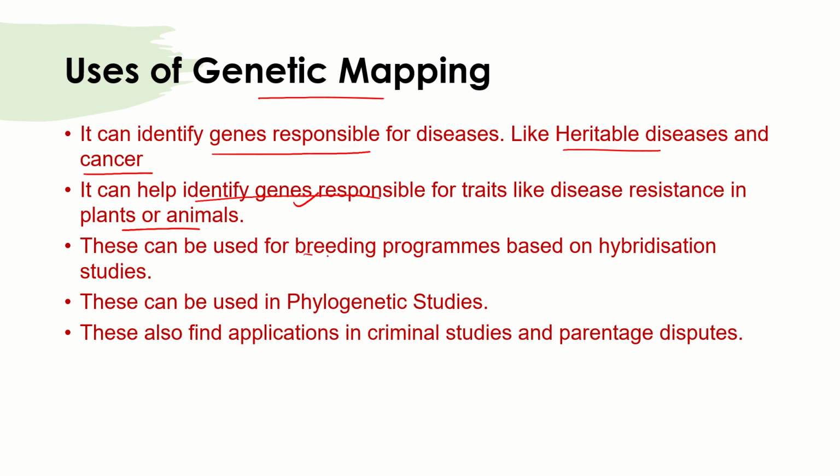Then it is very, very beneficial for breeding programs, especially in plant species. There the SNP markers are very commonly used these days. These can be used for phylogenetic studies because we can relate different species, so we can have information about their evolution. And these also find application in criminal studies and parentage disputes. In paternity disputes, you must have studied DNA fingerprinting. There also these banding patterns are compared, and in criminal studies also. So these markers are very, very helpful in such applications.